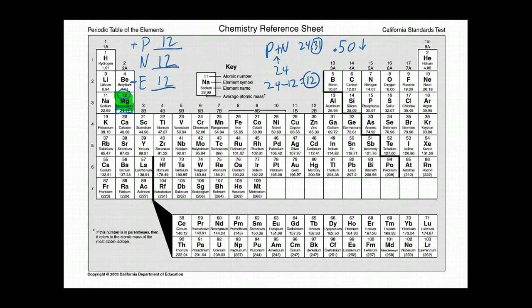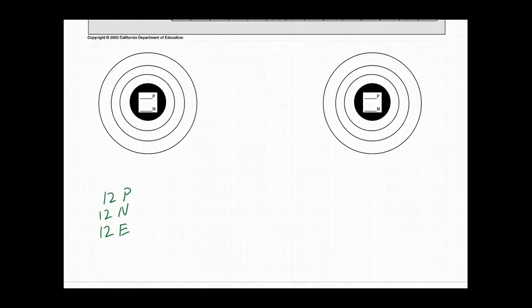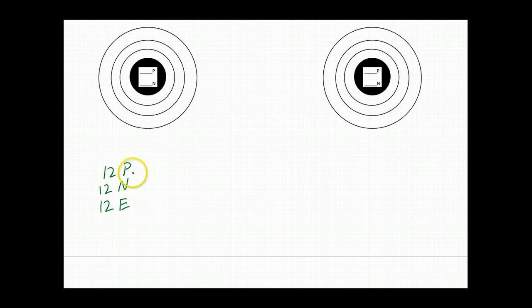Now let's move on to the actual Bohr model. There I have my number of protons, my number of neutrons, my number of electrons. Remember, this is magnesium that we're drawing. The first step is really easy. All you do is write in your number of protons and your number of neutrons in the middle of the atom, because that's where the nucleus is. That's where the protons and neutrons are.